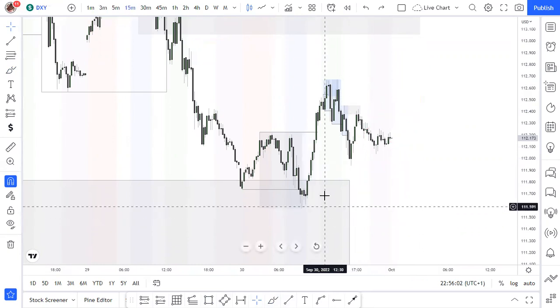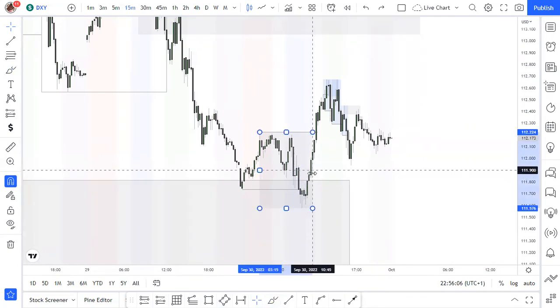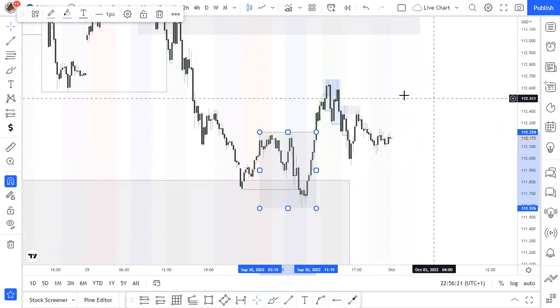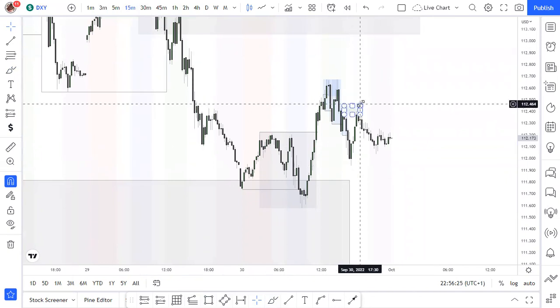The main reason why I try to start my analysis on the DXY, that's the dollar index, is so that it will be a lot easier for me to do other pairs. So I won't have to spend so much time analyzing one particular pair. I think it's easier to spend most of the time on the dollar index and then just invert the whole idea.